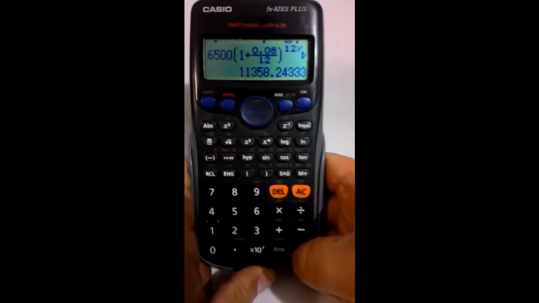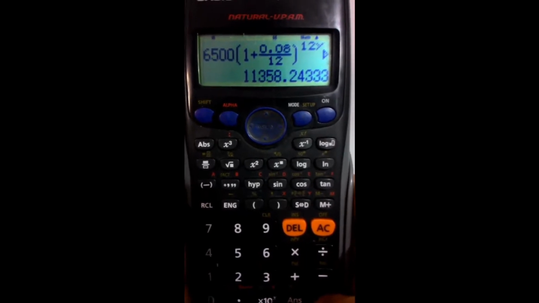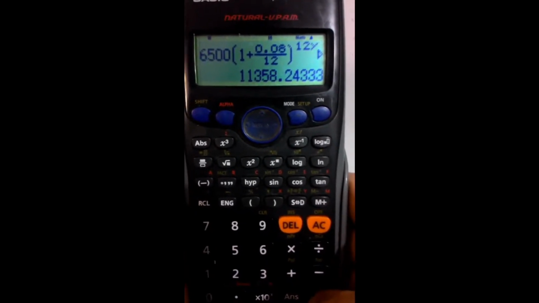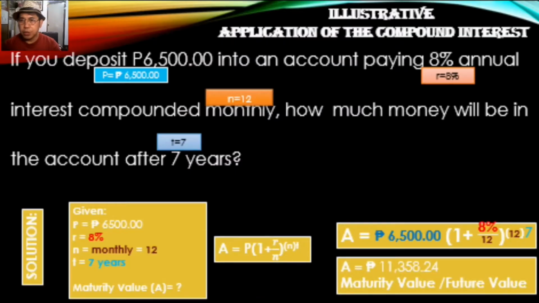So the final answer would be 11,358 pesos and 24 centavos. Okay, the final answer is 11,358 pesos and 24 centavos, and that is the maturity value or future value after 7 years.